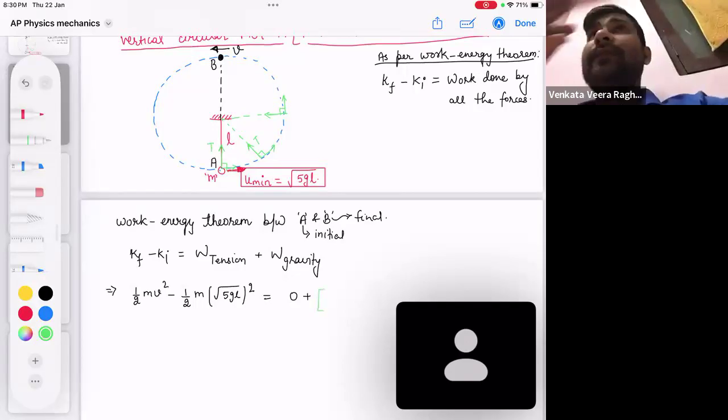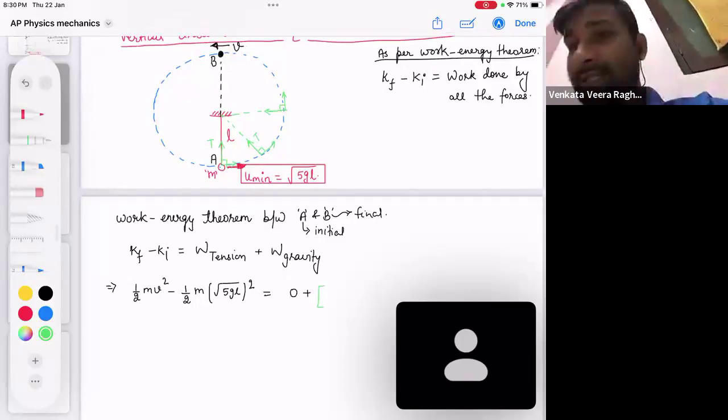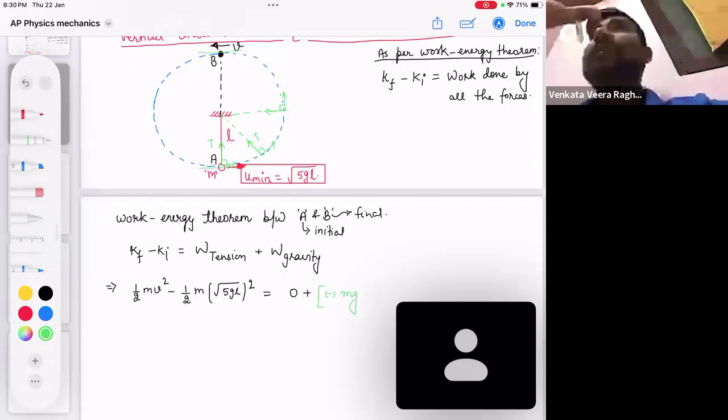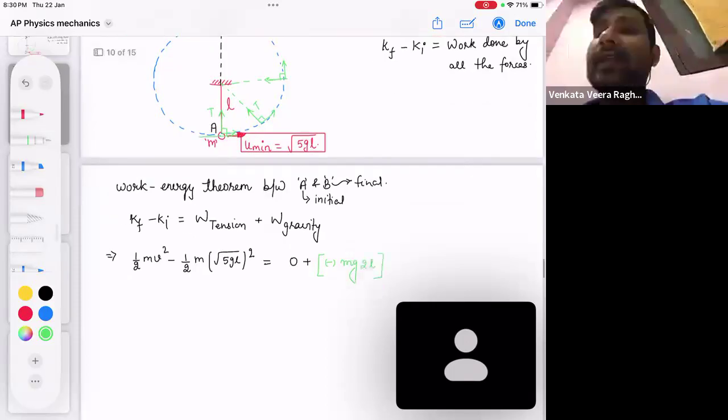Now the work done by gravity. Gravity force is acting in the downward direction, and gravity is a conservative force. So conservative force work done only depends on the initial and final point. Gravity is acting downward and the particle is actually moving upward. So that's why the work done by gravity will come negative. How much negative? mg into what is the height difference between the point A and B? That is 2L. That's the work done by gravity.